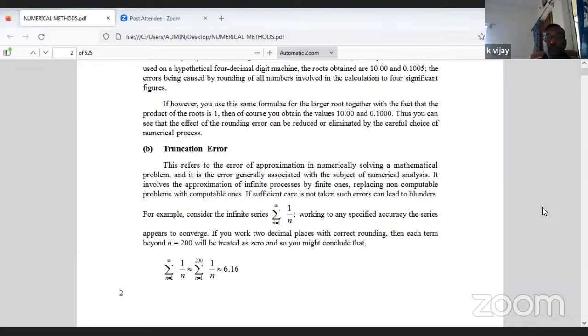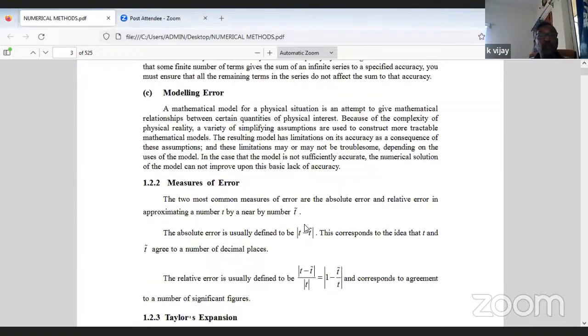So consider the infinite summation of n equal to 1 to infinity, 1 by n. Working to any specified accuracy, we take the summation of n equal to 1 to infinity. Sufficient accuracy we can take here, so the series appears to converge. For two decimal places of correct rounding, each term beyond n equal to 200 we treat as 0. So we can write the summation of n equal to 1 to 200 of 1 by n, which we can treat as 6.16. We can take that value here.